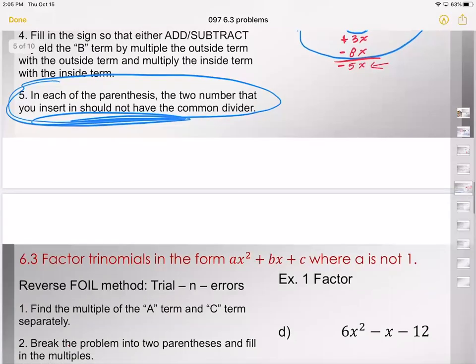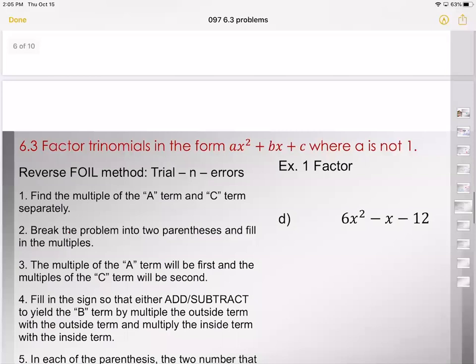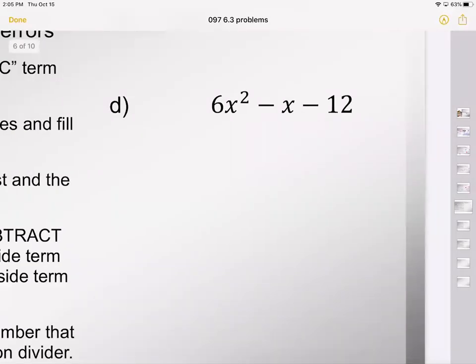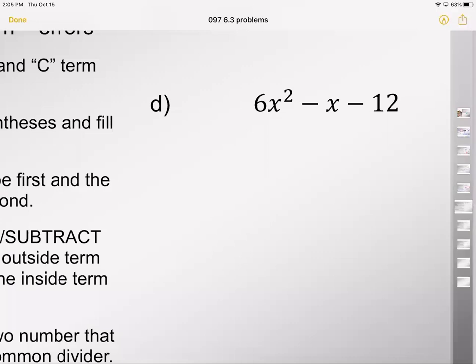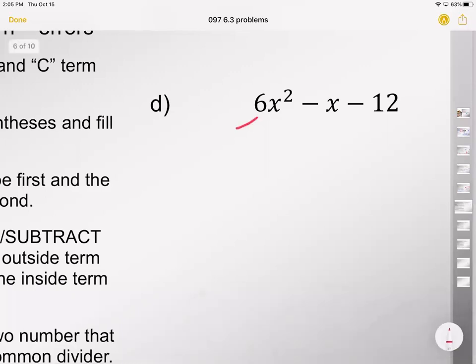So looking at this item here, let's take a look at D, and this is where we stopped yesterday. Let's take a look at this problem, and hopefully you guys had some time to work on this problem. If you worked on this problem yesterday, I mentioned that the first thing we need to do is find a multiple of 6.